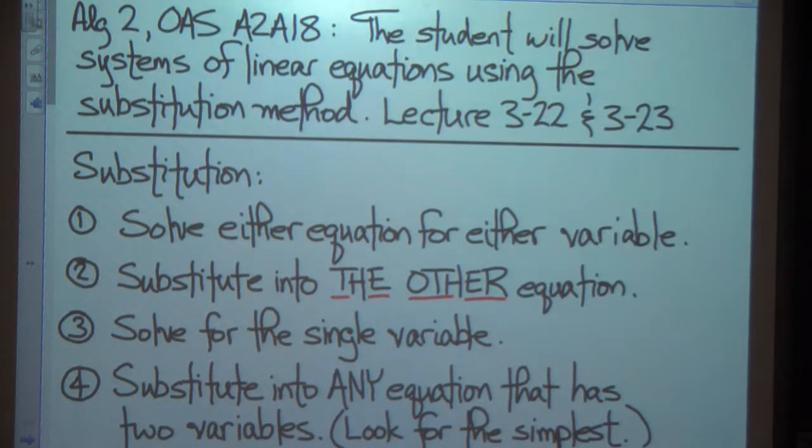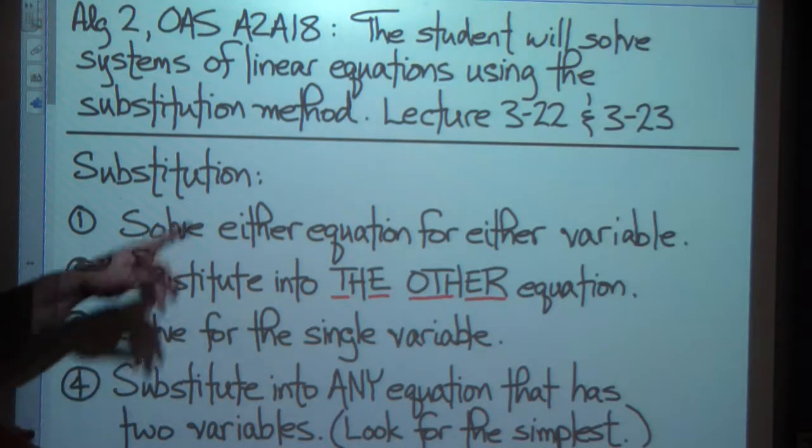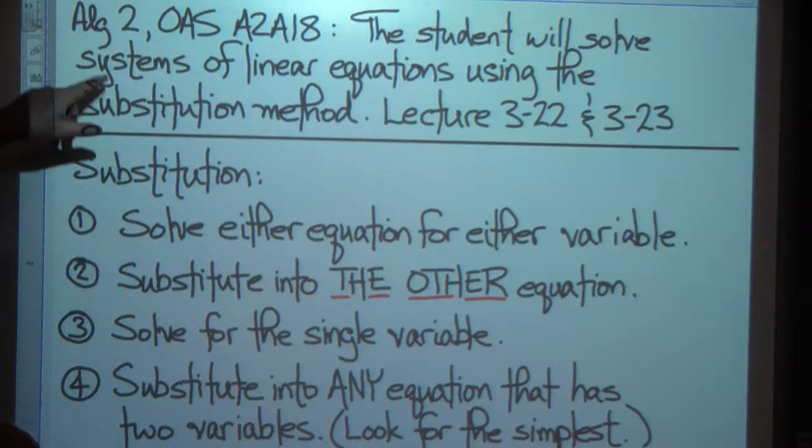All right. Got Algebra 2, OAS A201, A2A18. The student will solve systems of linear equations using the substitution method, lecture 322 and 323.